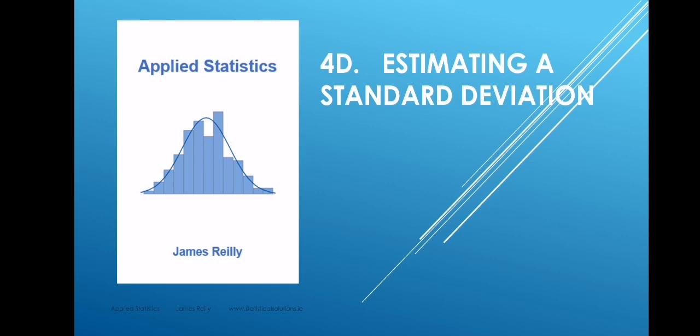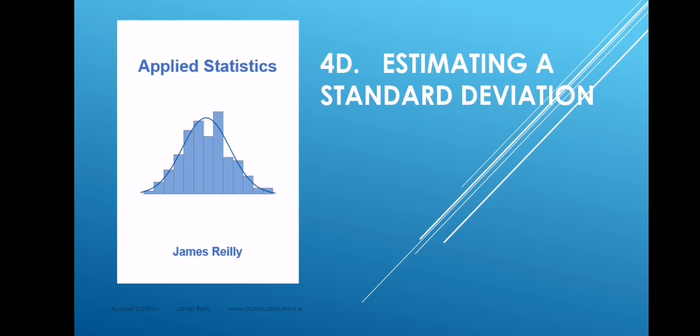Welcome to this video lecture on estimating a standard deviation. You will already be aware that to estimate the standard deviation of a population, we use the sample standard deviation estimate S, which is based on n-1 degrees of freedom. This estimator is an unbiased estimator of sigma. It is of course necessary to divide by n-1 in the calculations and not by n.